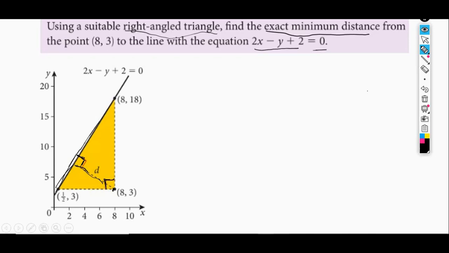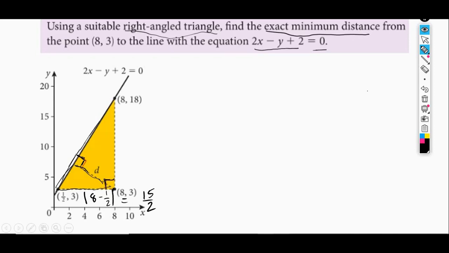So notice that we can find the area of this triangle very easily by just using the fact that this distance here, the base here, is the difference in x. So that means that this base is going to be the absolute value of 8 minus 1/2. And that equals 15 halves. So the base is 15 halves.